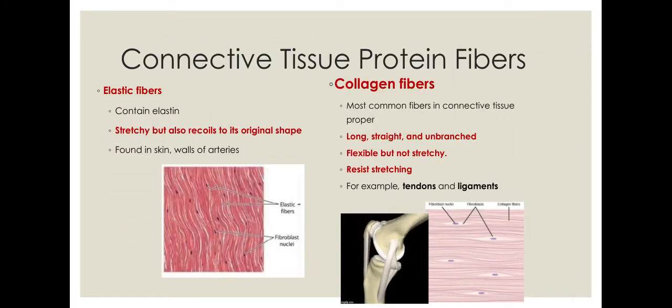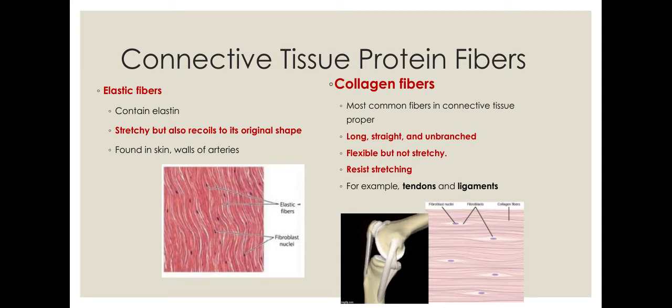Okay, so let's break it down now to specific kinds of protein fibers that we find in connective tissues. So we've got elastic fibers. They're going to contain elastin. That's the protein that is there. They are stretchy, but it's always going to go back to its original shape. And we'll find these elastic fibers, or sometimes just called elastin, inside skin and the walls of arteries. Stuff that we want to maybe bend and move some of the time, but we want it to keep its shape.